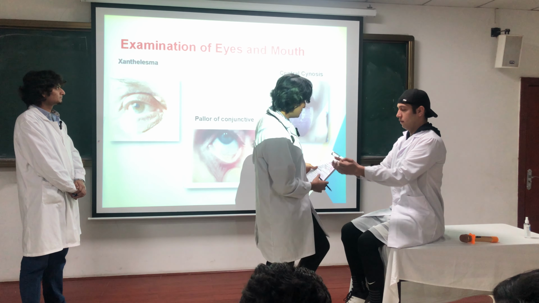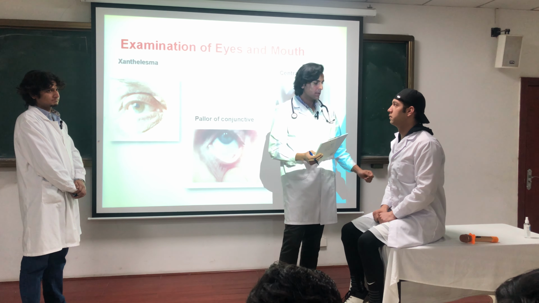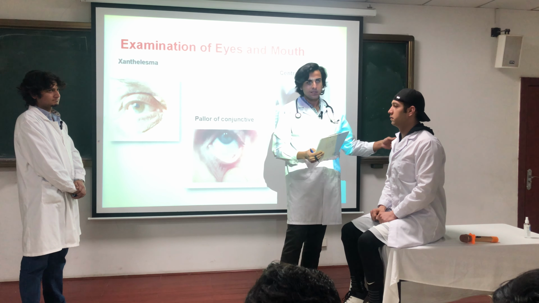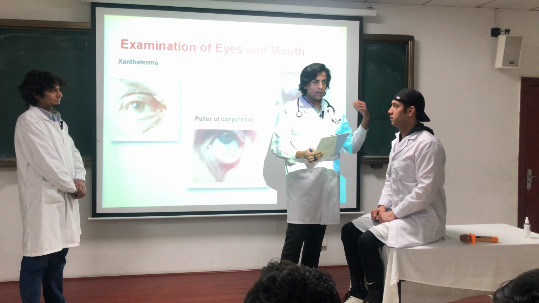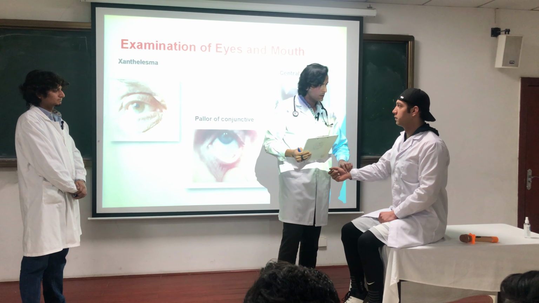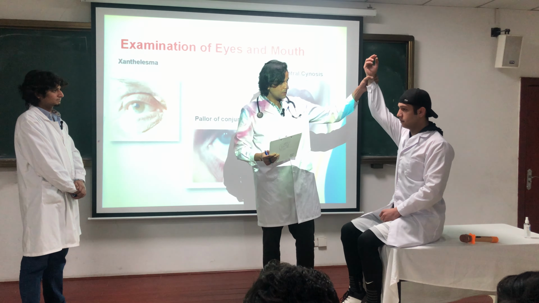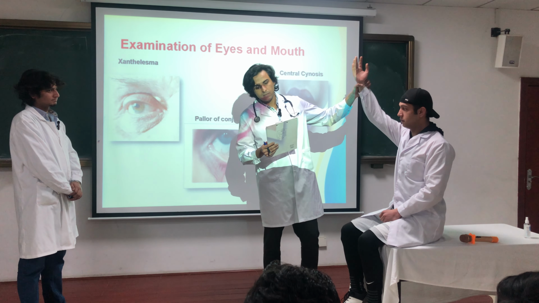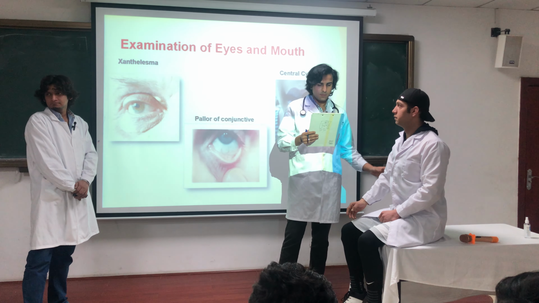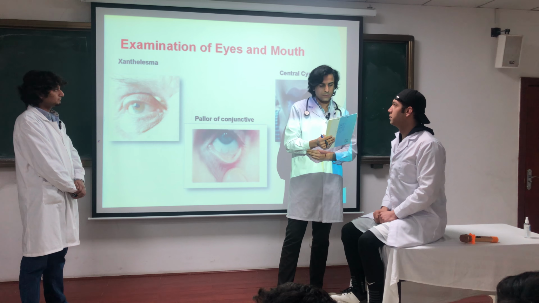Then we have to check for any collapsing pulse. In this we have to raise the patient's hand. First of all, we have to assure that the patient has no pain in his shoulder. So do you feel any pain in the shoulder? Could I lift your hand? So we have to hold the radial pulse and jerk the hand. So there will be a collapsing pulse. And mostly we do it to check for aortic regurgitation.